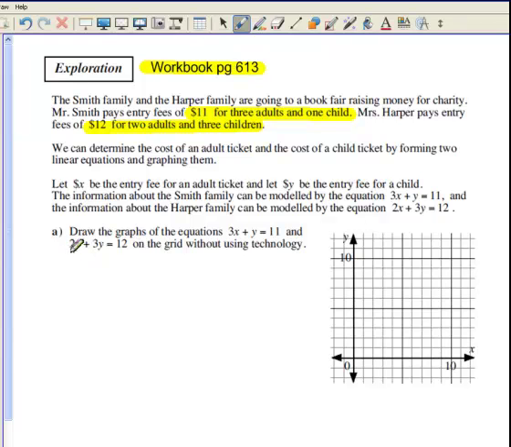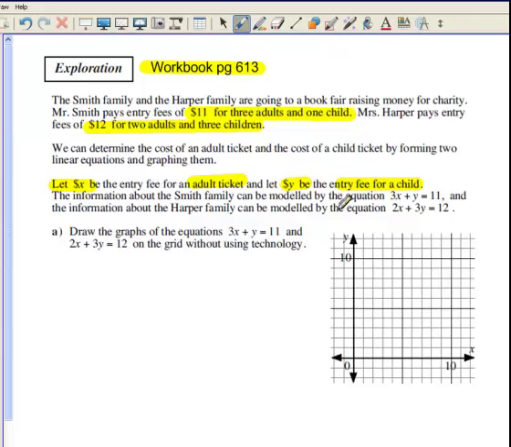We can determine the cost of an adult ticket and the cost of a child ticket by forming 2 linear equations and graphing them. Remember, linear equations are graphs that make straight lines. Let x be the entry fee for an adult ticket, and let y be the entry fee for a child. Luckily, they've given you some equations here.